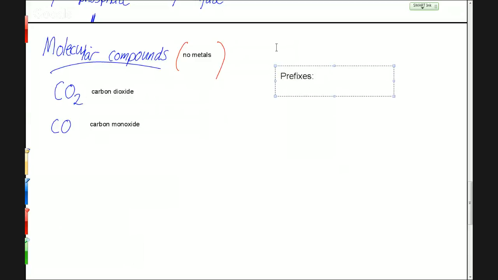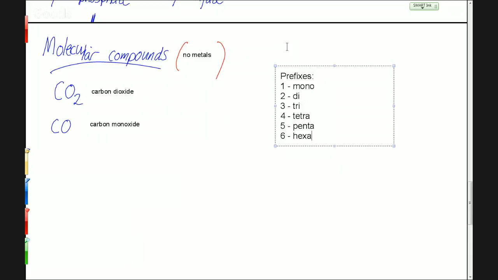So here are the prefixes that we're going to use. I'm only typing because the pen is not working right. 1 we call mono. 2 is di. 3 tri. 4 tetra. 5 penta. 6 hexa. And we're not usually going to go higher than that. Not that they don't exist, but we won't worry about it.